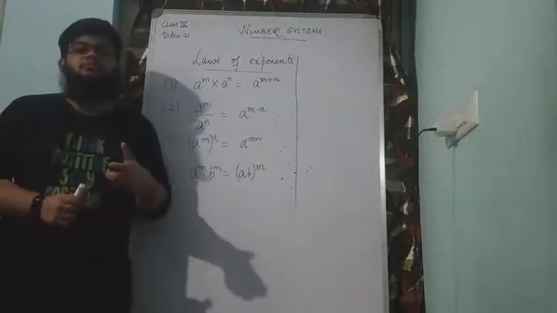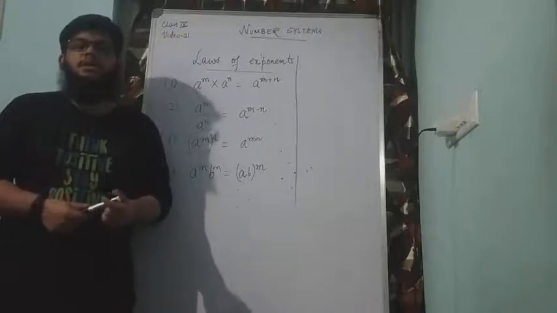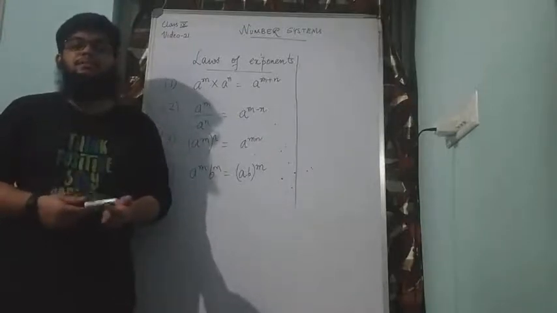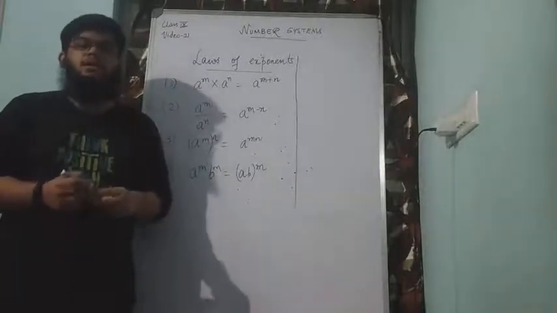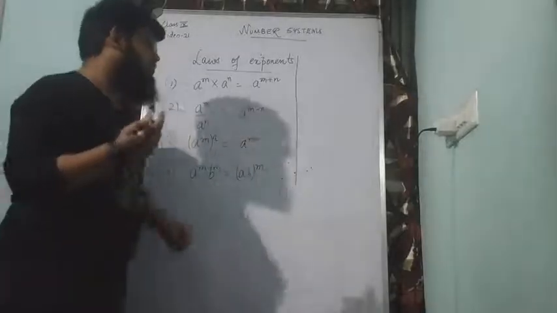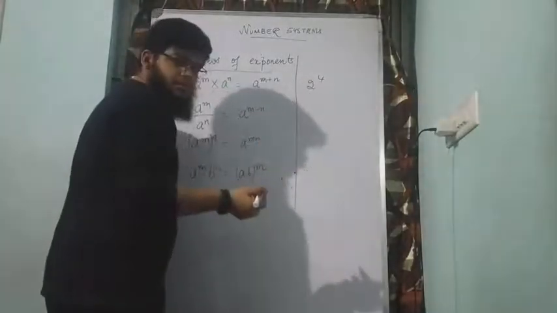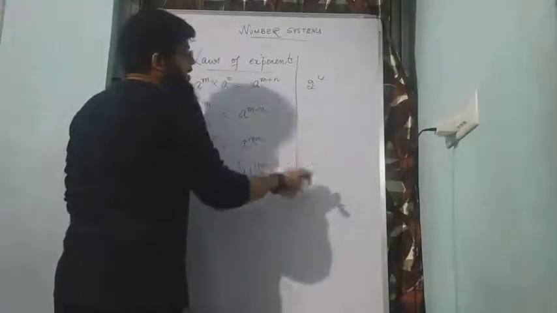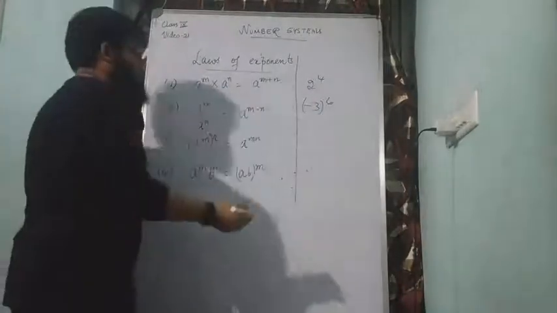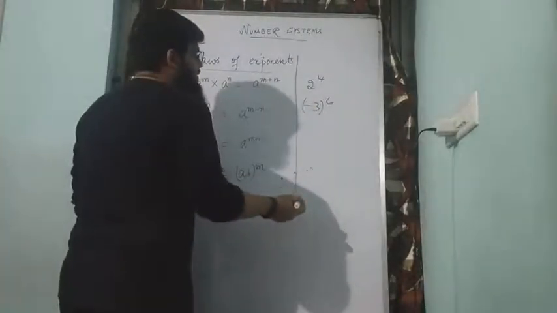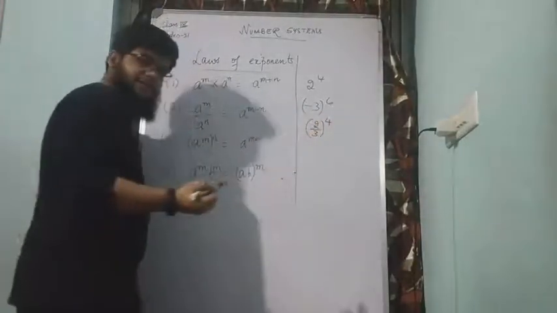So first of all, a number with power, right? Any whole number with a power, or any integer with a power, any fraction, basically any real number with a power can be called an exponent. So I can have 2 to the power of 4, that is a natural number, or I can also have minus 3 to the power of 6, that is an integer, or I can also have something like a rational number p by q, that is 2 by 3 whole power 4, correct?